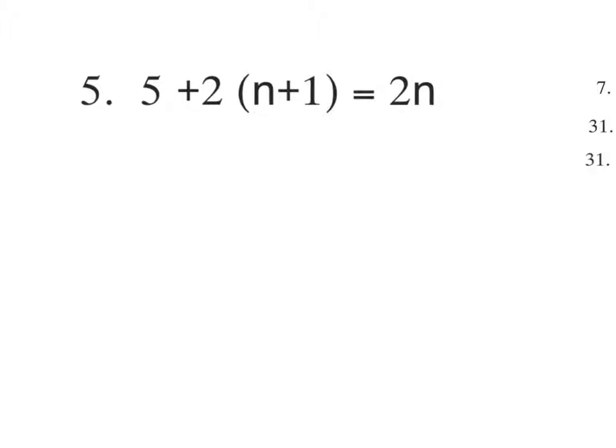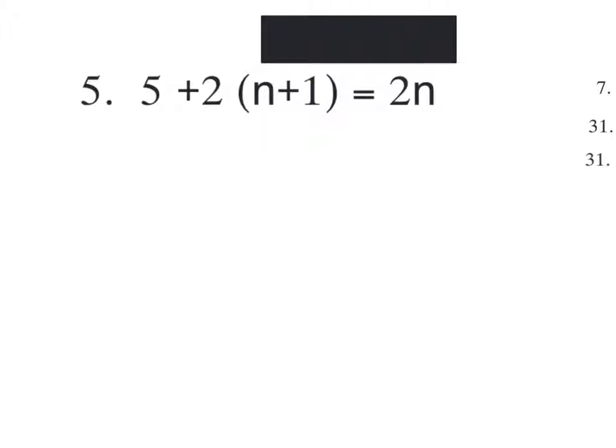Number 5. Now, keep in mind, the first step to solving any equation is to simplify one side at a time. So what I'm going to do is block out one side and just focus in on one side at a time. Let me create a little block here. So I want to cover up the 2n for a little while, and I am going to simplify the left side of the equal sign.